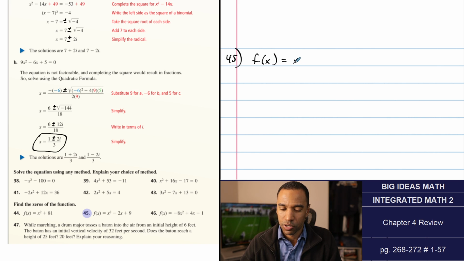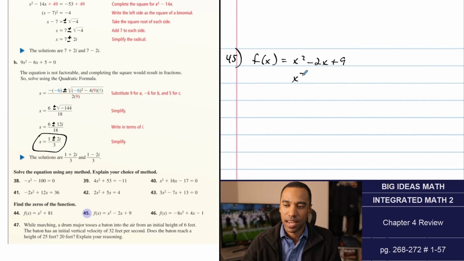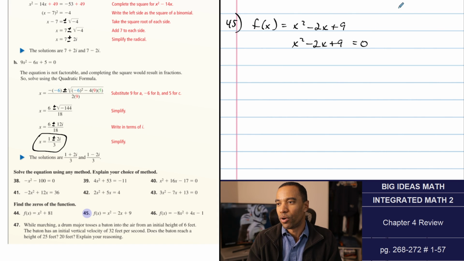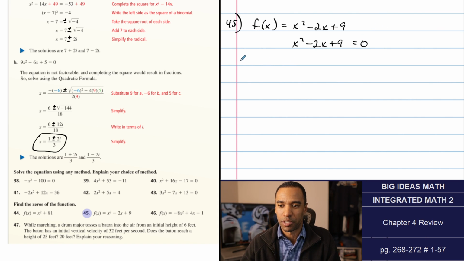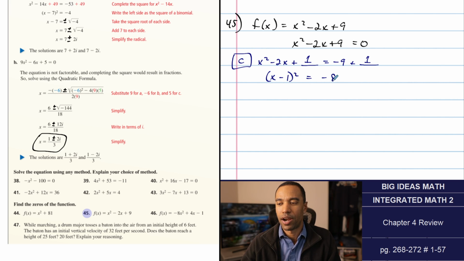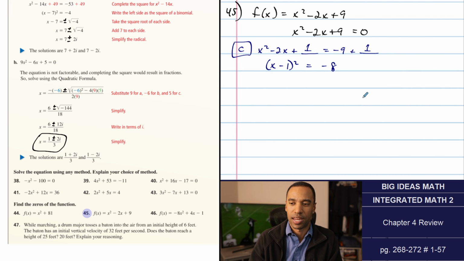f of x equals x squared minus 2x plus 9. Let's set x squared minus 2x plus 9 equal to 0 and solve. I have my methods. It's not factorable, so I'm going to be using completing the square and the quadratic formula. Let's go with x squared minus 2x plus some blank is negative 9 plus that blank. We've seen this before. This is a 1. This factors to x minus 1 quantity squared, and negative 9 plus 1 is negative 8.